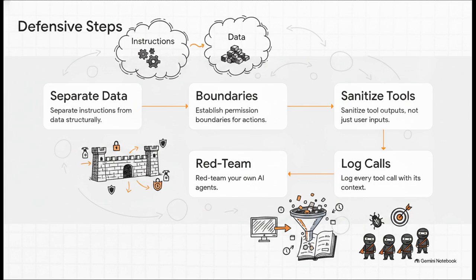Step 3, sanitize your tool outputs. It's crazy, but most teams spend all their energy filtering what the user types and completely ignore what their own tools return. Step 4, log every single tool call along with its triggering context. That way, you can trace errors in minutes, not days. And Step 5, red team your own agents. Seriously, plant fake bait in your own test content and just see what actually survives contact with your system's guardrails.